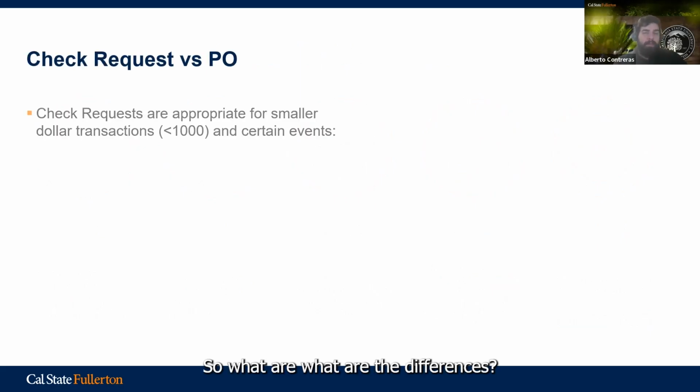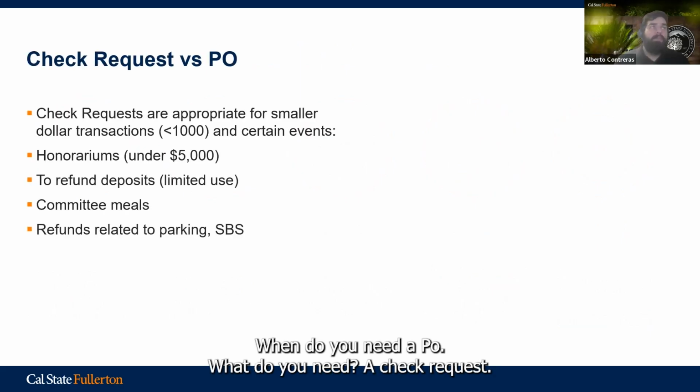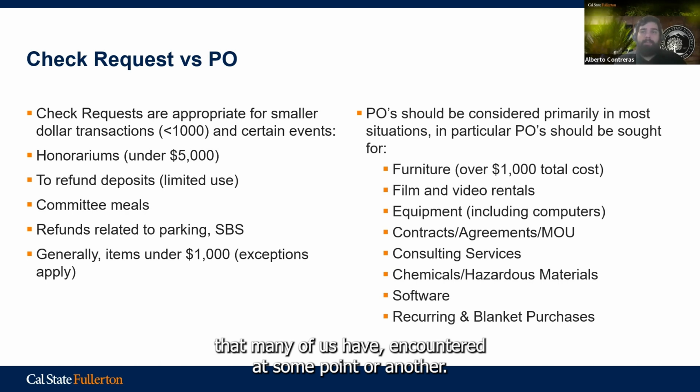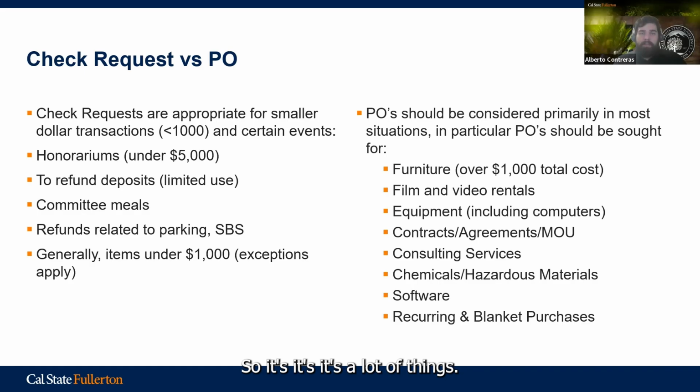So what are the differences? When do you need a PO? When do you need a check request? I'm sure that's probably a question that many of us have encountered at some point or another. So it's a lot of things.